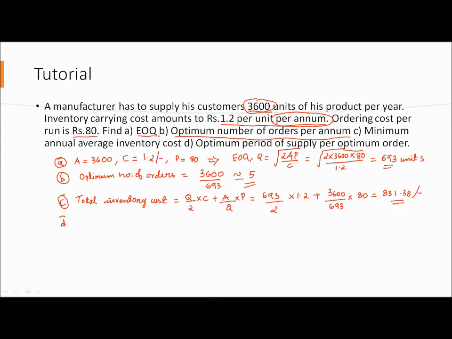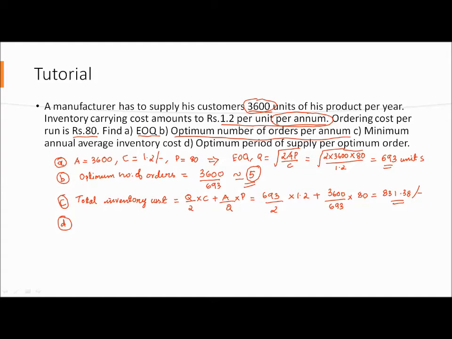So you got part C. Now optimum period of supply per optimum order. So what does this mean? Optimum period of supply per optimum order. So when should the supply happen? So we found out the minimum number of orders to be 5. So there should be 5 orders per year. So when in a year should the order happen?